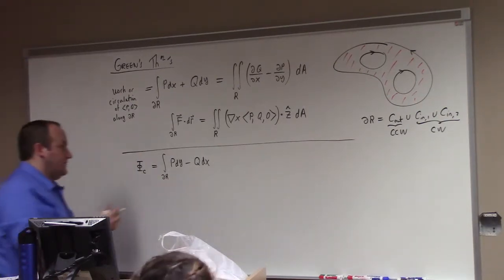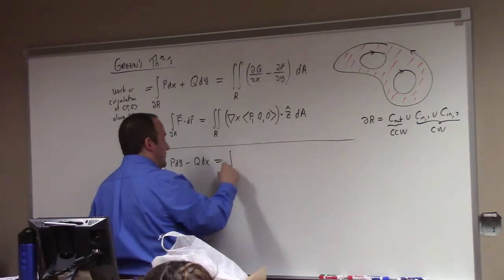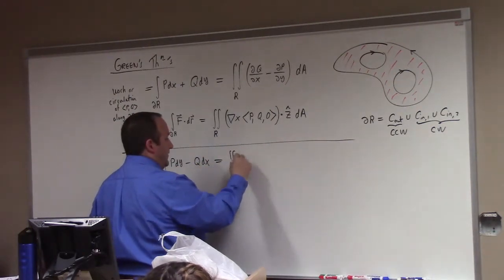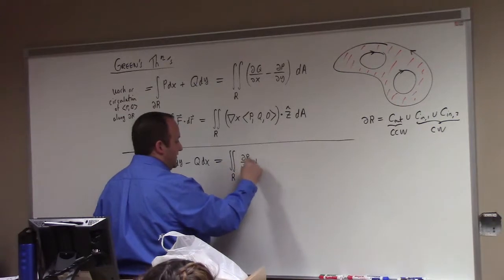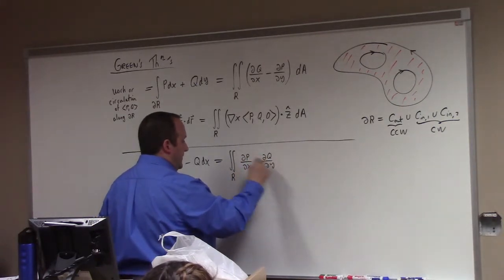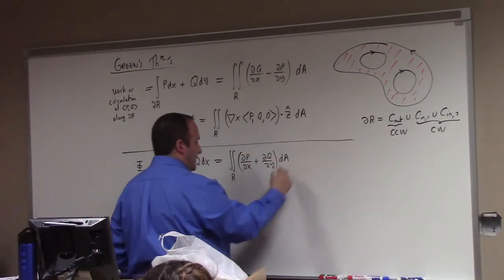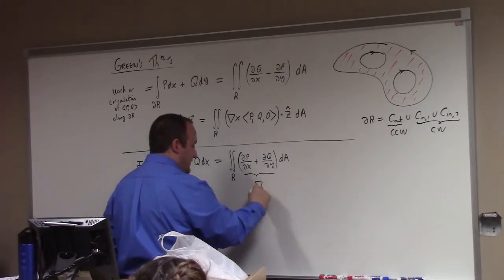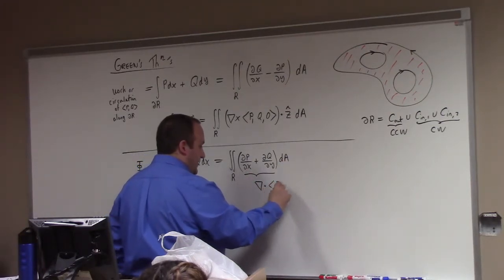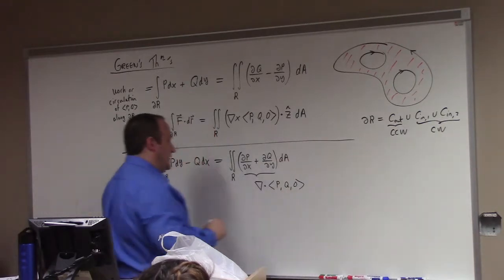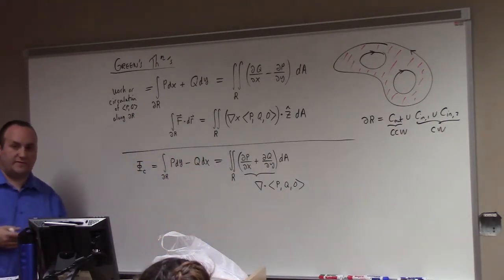And we worked out that that's in fact equal to the integral of what? Partial P, partial X plus partial Q, partial Y, dA. This is also known as the divergence of the vector field P comma Q comma 0. So this is the so-called divergence form of Green's theorem.